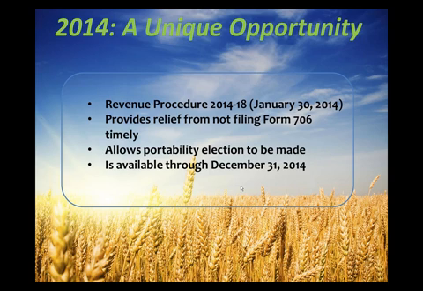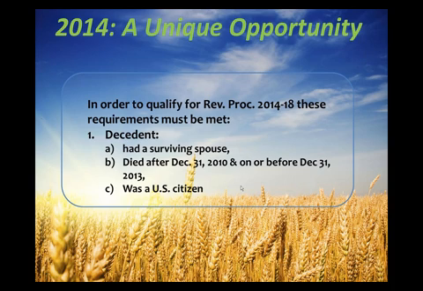So what's happened in 2014 that can allow a person to claim this unused exemption amount is the IRS issued Revenue Procedure 2014-18 on January 30th of this year, and it provides relief from not filing a timely 706. It allows a portability election to be made, and it's available through the end of this year, December 31st, 2014. So RevProc 2014-18 can be used for the remainder of this year, and in order to use it, there are certain requirements.